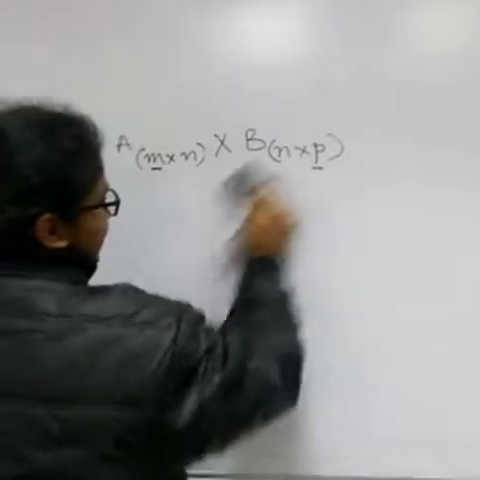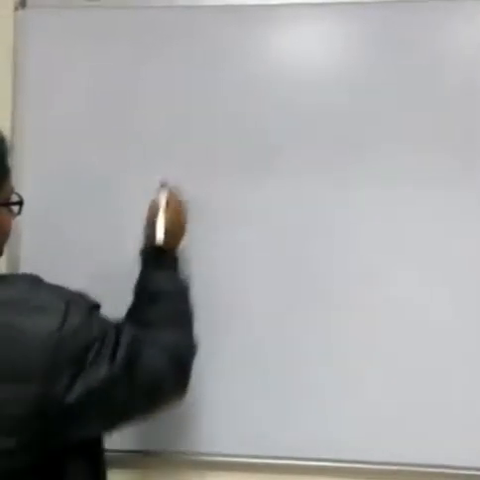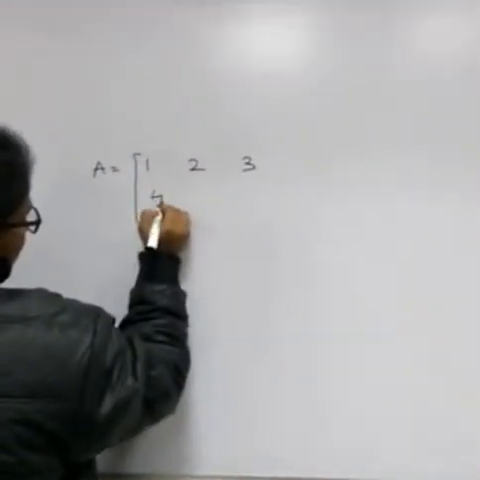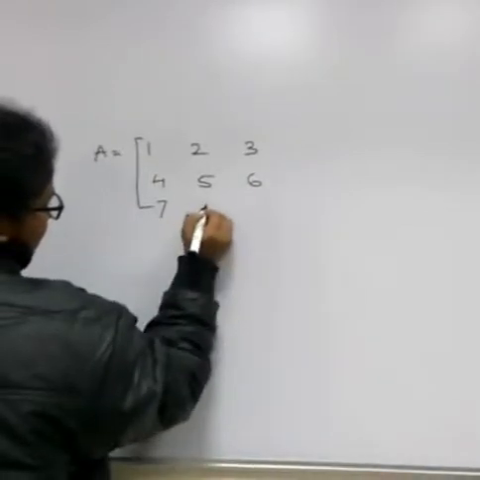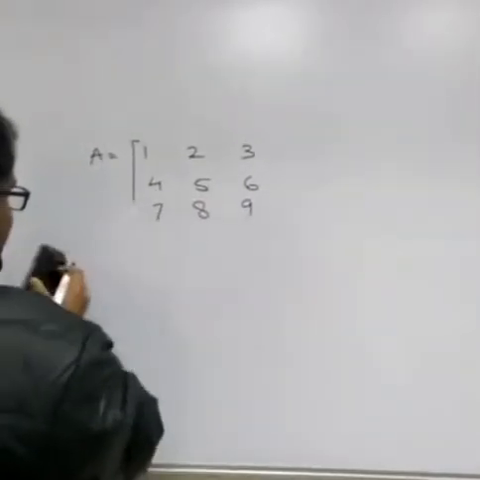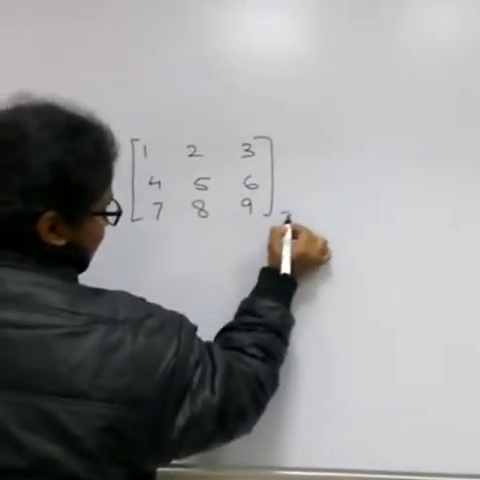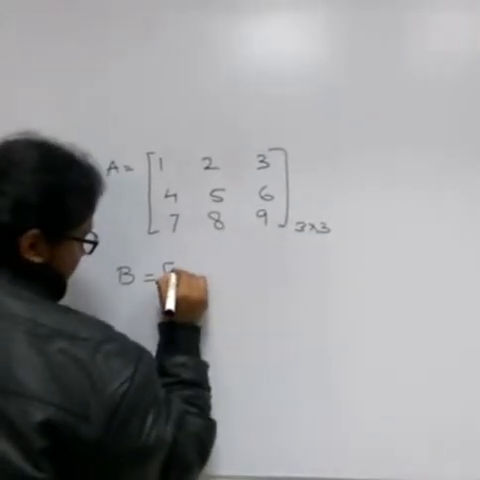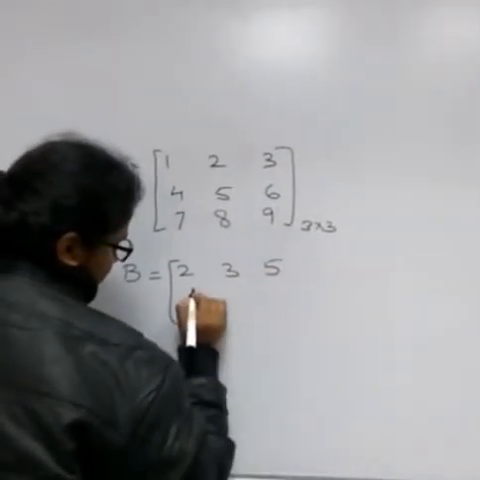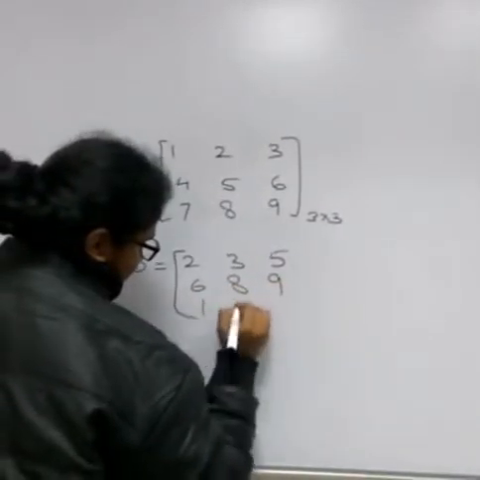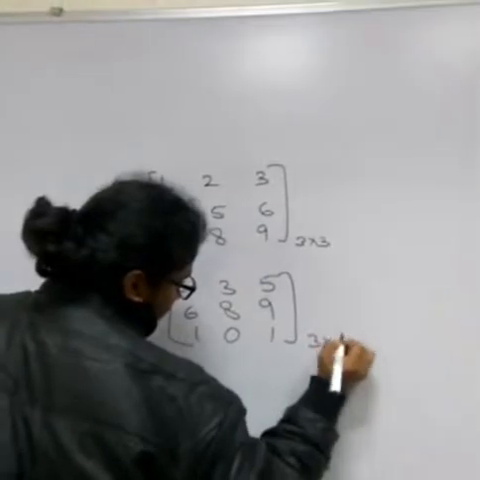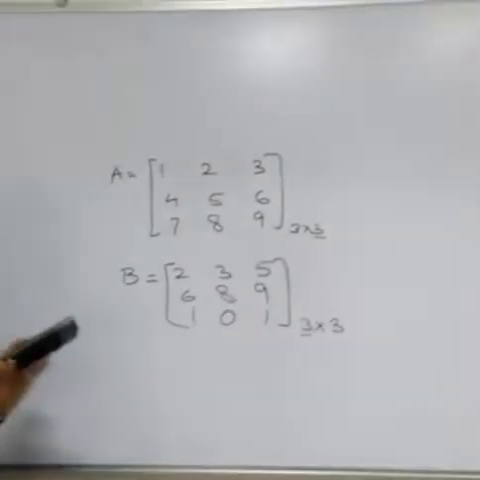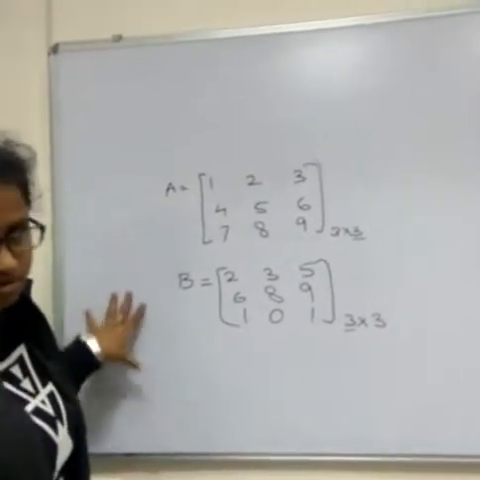So let's start with a basic example of a 3 cross 3 matrix where A is given, and B is 2, 3, 5, 6, 8, 9, 1, 0, 1. As we can see, the number of columns of A is equal to the number of rows of B. Therefore, the matrix multiplication of A and B matrices is possible.